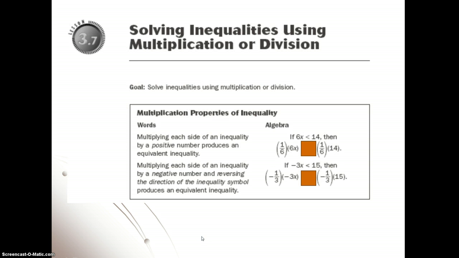When you solve inequalities using multiplication or division, when you multiply each side of an inequality by a positive number, it produces an equivalent inequality. But when you multiply each side of an inequality by a negative number, you reverse the direction of the inequality symbol. So anytime you multiply each side by a negative number, you reverse the direction of the inequality symbol.